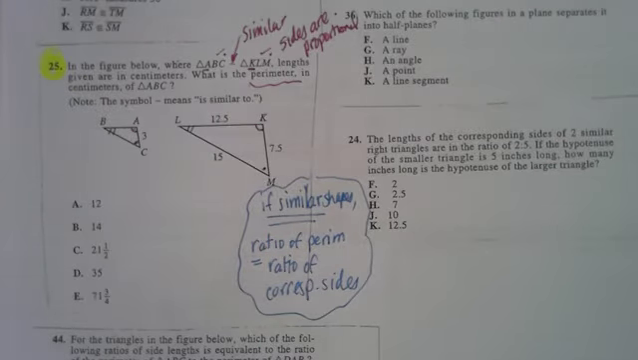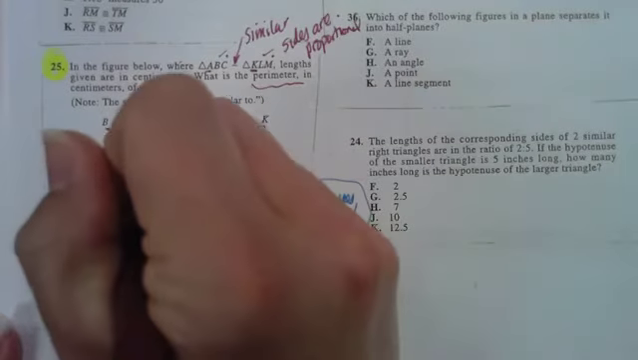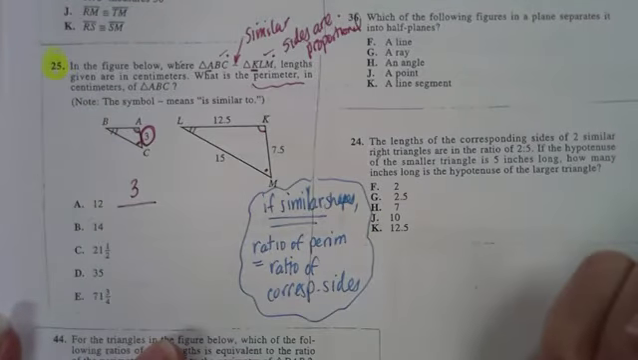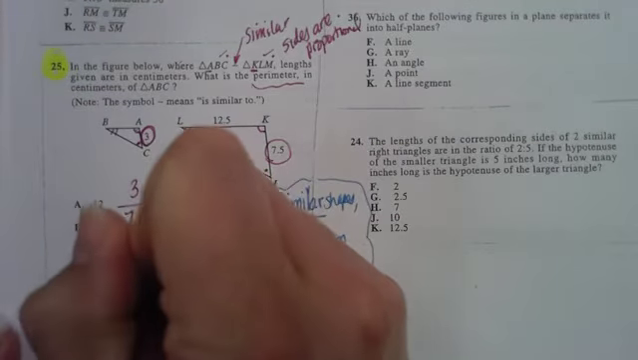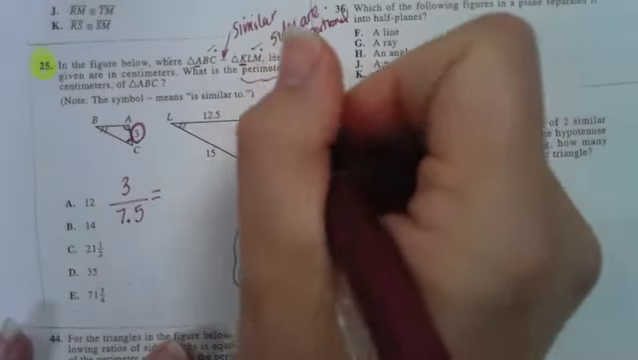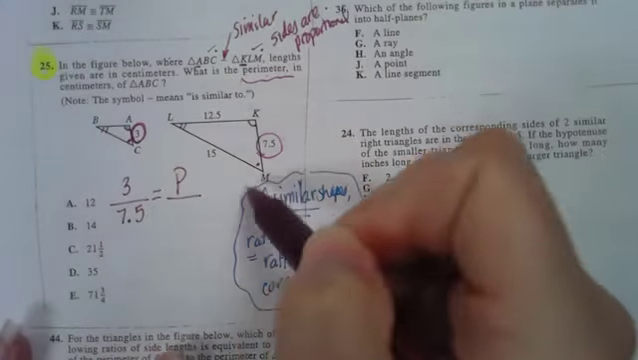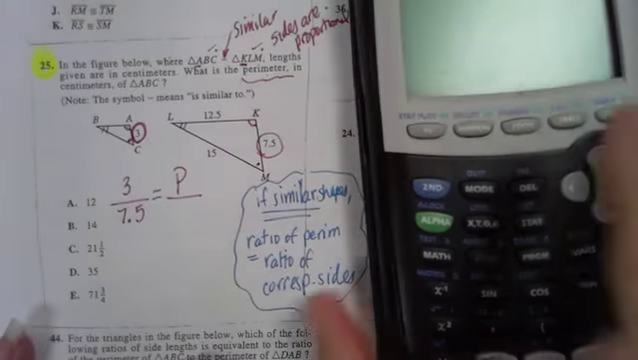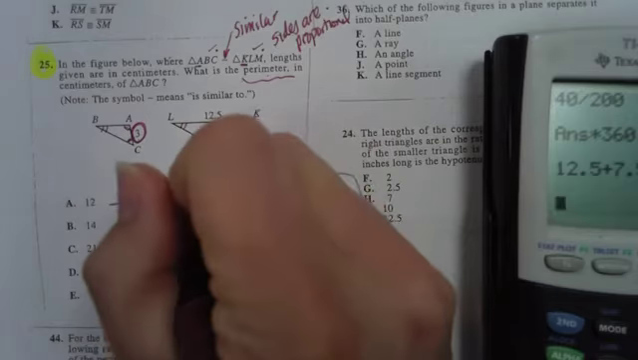And so what we can do is pretty easily set up a little proportion here using some information they gave us. In our little triangle ABC, we have this corresponding side of length 3. What's its corresponding side in the other figure? 7.5. So the ratio of those corresponding sides, 3 to 7.5, is equal to the ratio of perimeters. I'm trying to find the perimeter of this little triangle, so P, to the perimeter of this figure. Well, what's the perimeter of triangle KLM? 35. How'd you get 35? Add them all together. So 12.5 plus 7.5 plus 15. We get 35. So the perimeter of that figure is 35.